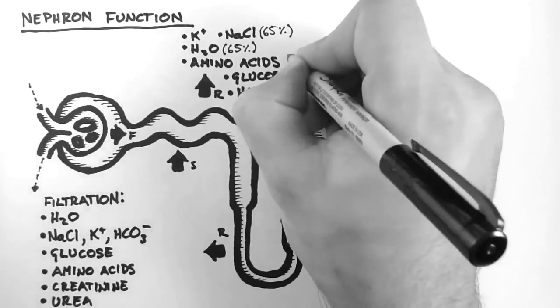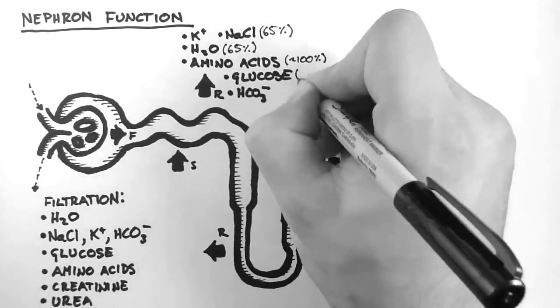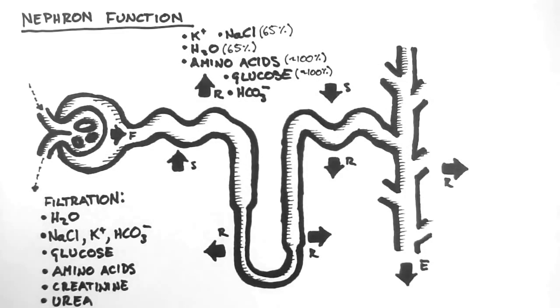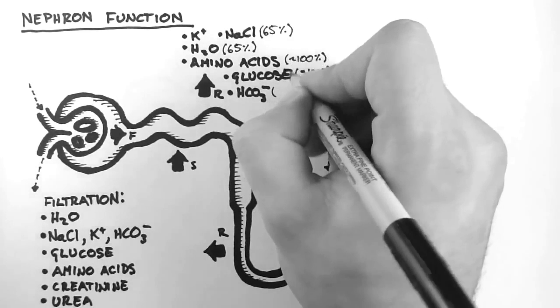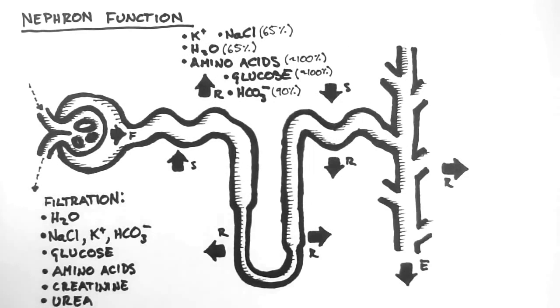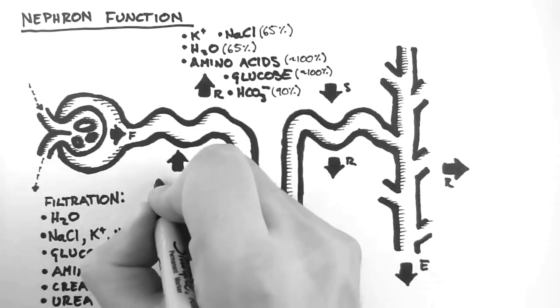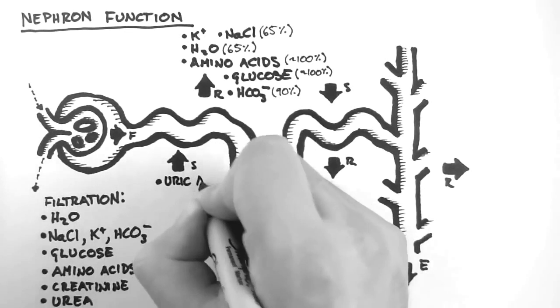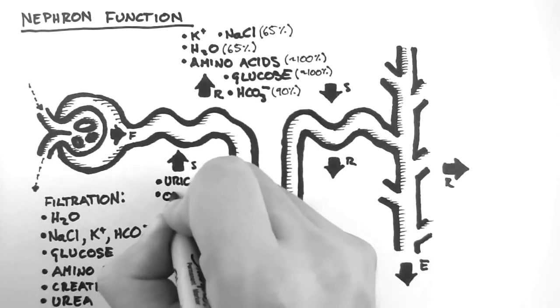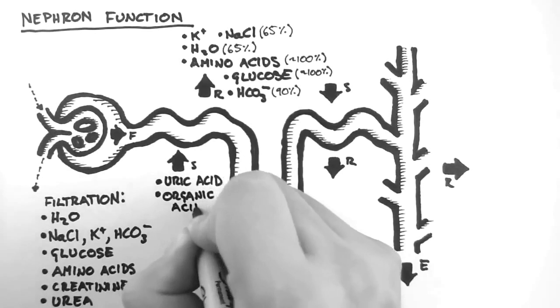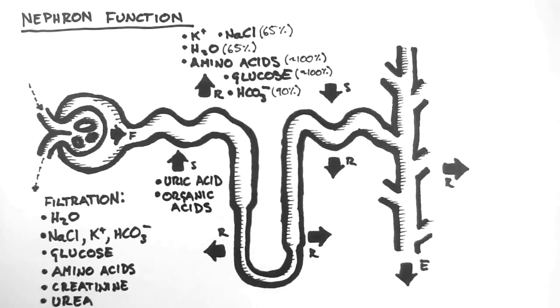Furthermore, about 100% of the amino acids and glucose that were filtered are reabsorbed because these are important nutrients for the body, and it would be wasteful to excrete them. And also 90% of the bicarbonate gets reabsorbed. Excreting too much bicarbonate would cause you to become very acidotic and therefore very ill. Secreted in the proximal tubule are uric acid, which is another nitrogenous waste product, and also organic acids, which include many antibiotics. This is the way in which they are removed from the body.